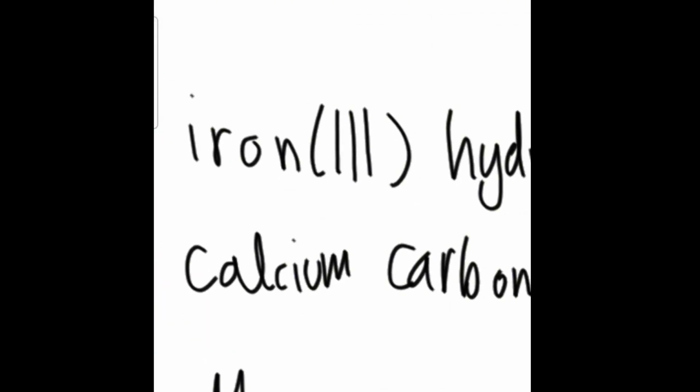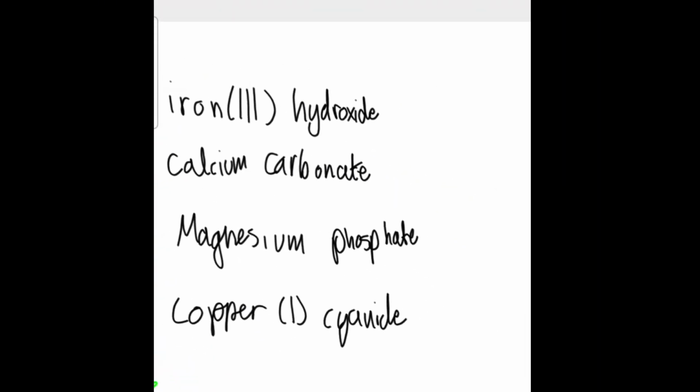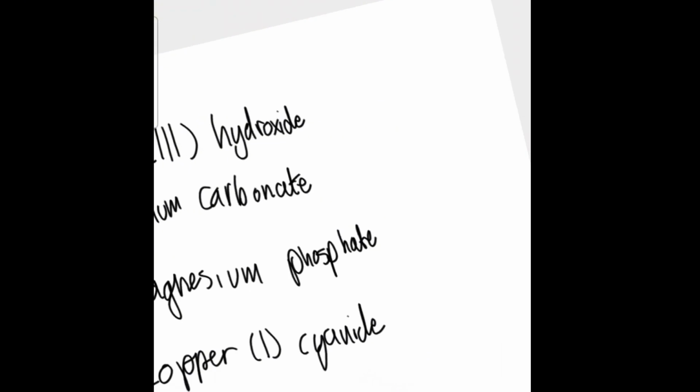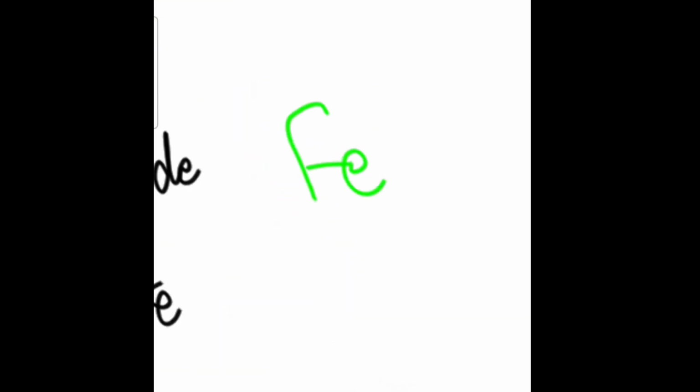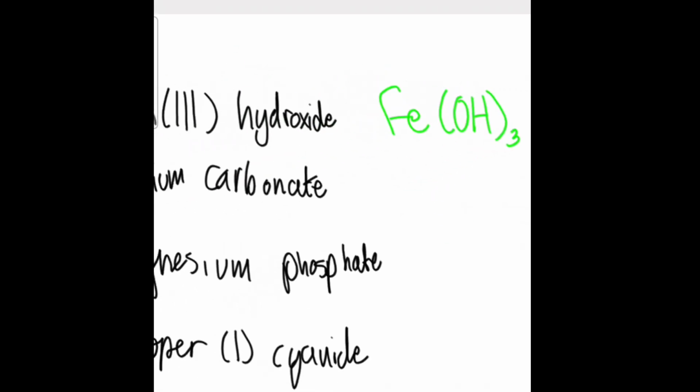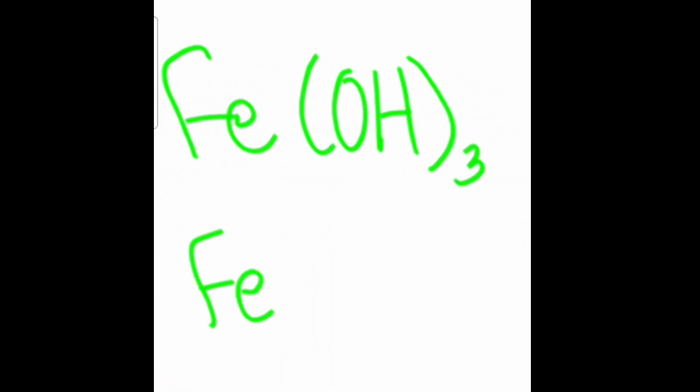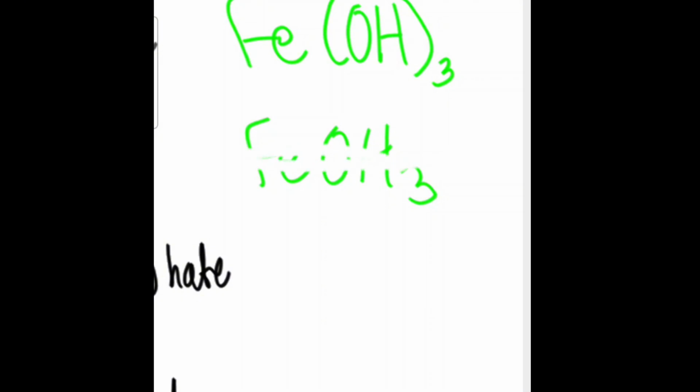Okay, now we're going to get into doing the letter form. Iron is Fe. Hydroxide, we're going to have to put it in brackets. And we're going to put a 3. This is not the same as this, because you're saying now Fe, O, and H has 3, when we actually mean there are 3 OHs. So 3 oxygen and 3 hydrogen.